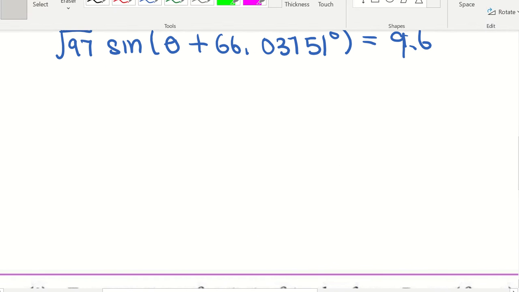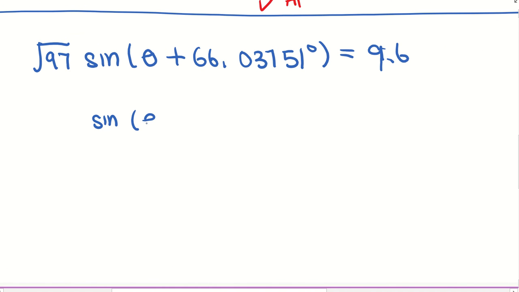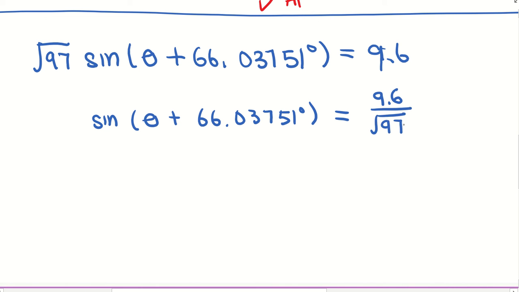After I use my part 1, let's try to find sine of theta plus 66.03751. I will take 9.6 divided by square root 97. Then I will find sine inverse. Okay, this is sine inverse. Let's find the reference angle.